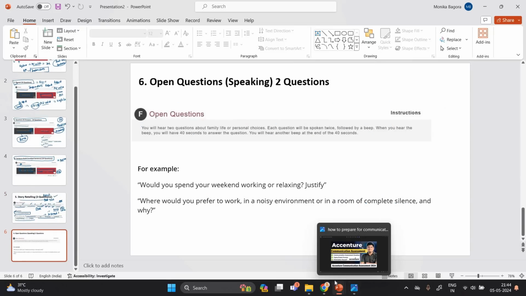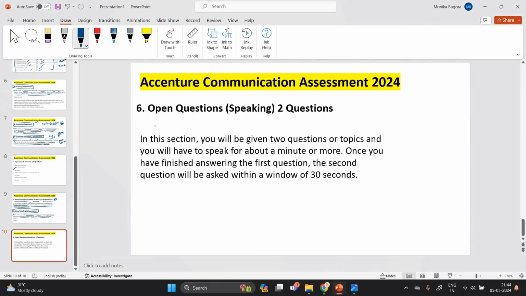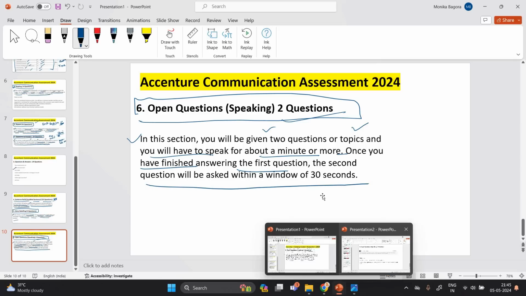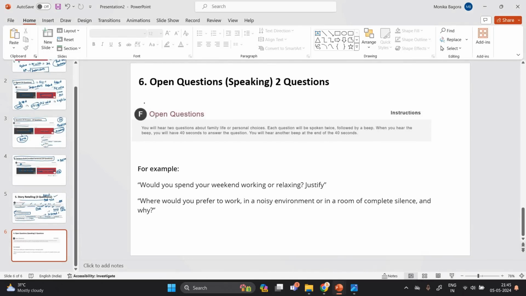Guys, the 6th section is very important. And this is our final section, that is an open question and it is a speaking part. In that 2 questions are there. In this section, you will be given 2 questions or topics and you will have to speak for about a minute or more. Once you have finished answering the first question, the second question will be asked within a window of 30 seconds. Let's discuss the 6th section, that is the F section. Okay, A to F sections are there, meaning total 6 sections. A, B, C, D, E, F.